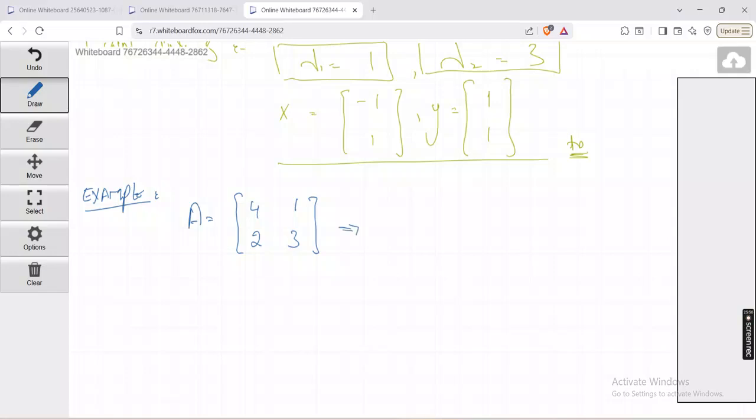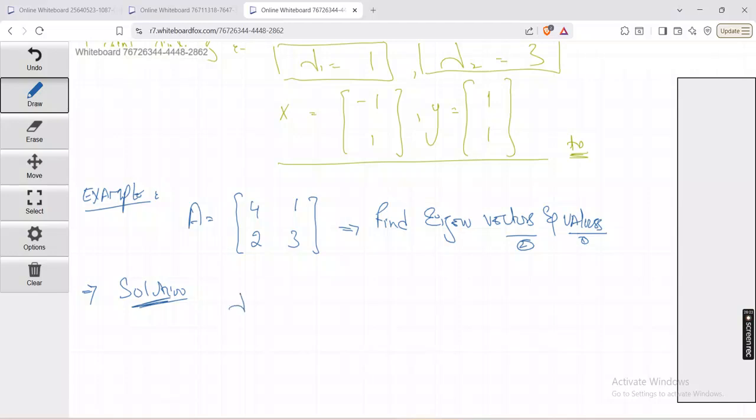So this we have to find again, eigenvectors and values. First you will find values, then you will find vectors. Once you solve it, you will solve it. I'm just writing the answer. You will get here 5 and this is 2.